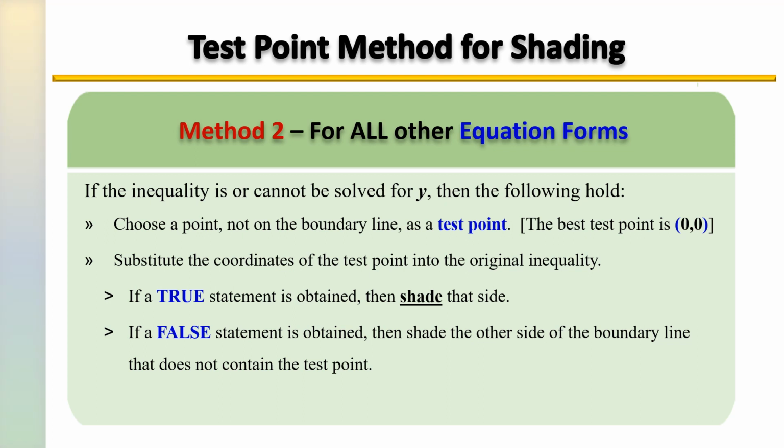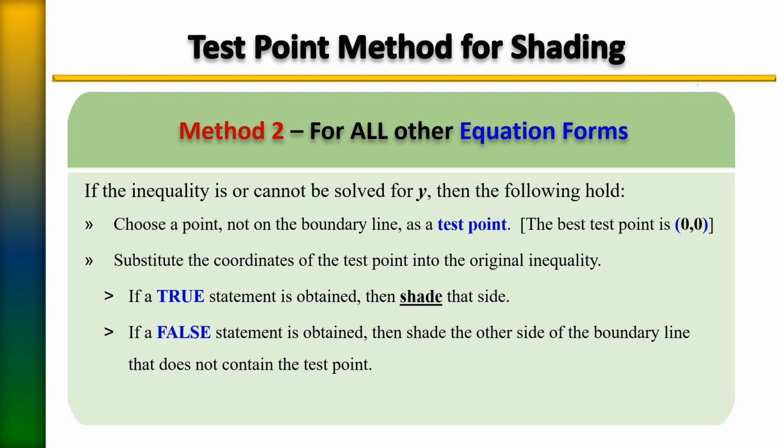Another method is called the test point method. With the test point, we're going to use the test point 0, 0. And when we substitute that test point into an equation, if it leaves us with a true statement, we will shade that side. However, if it leaves us with a false statement, then we will not shade the side where the test point is located. So let's do an example with that.